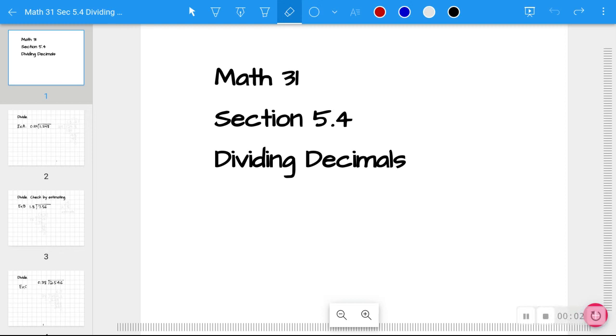Welcome to Math 31, Section 5.4. We're going to be dividing decimals.